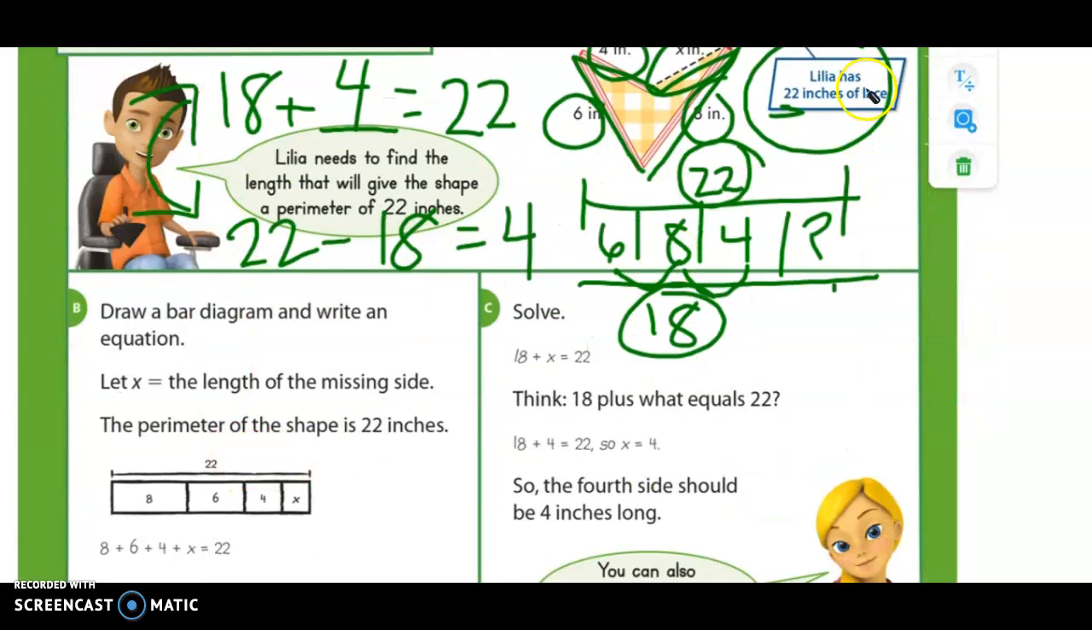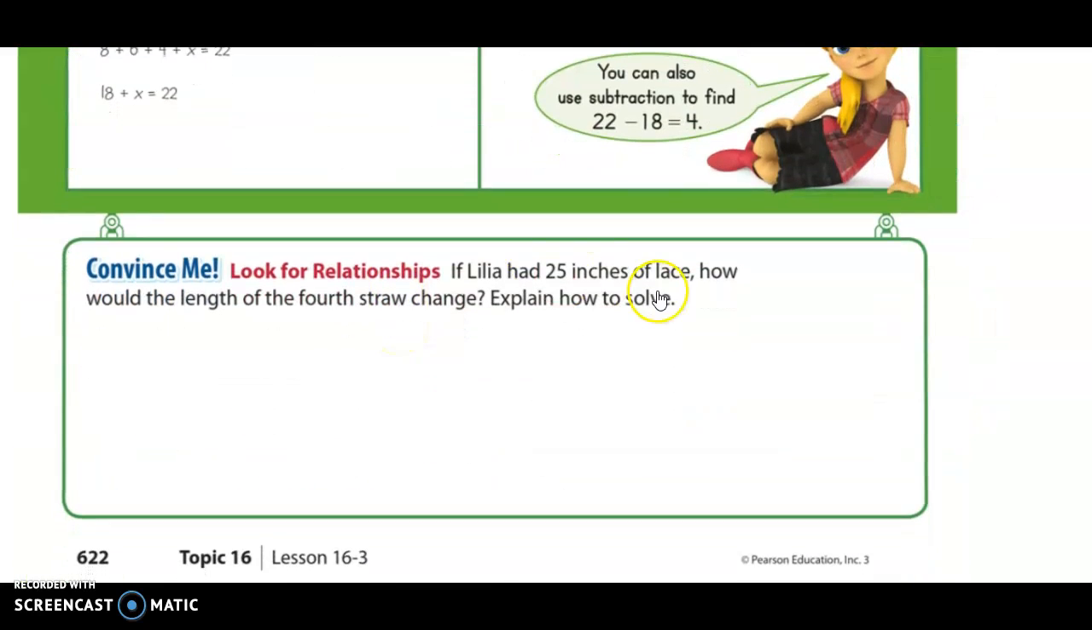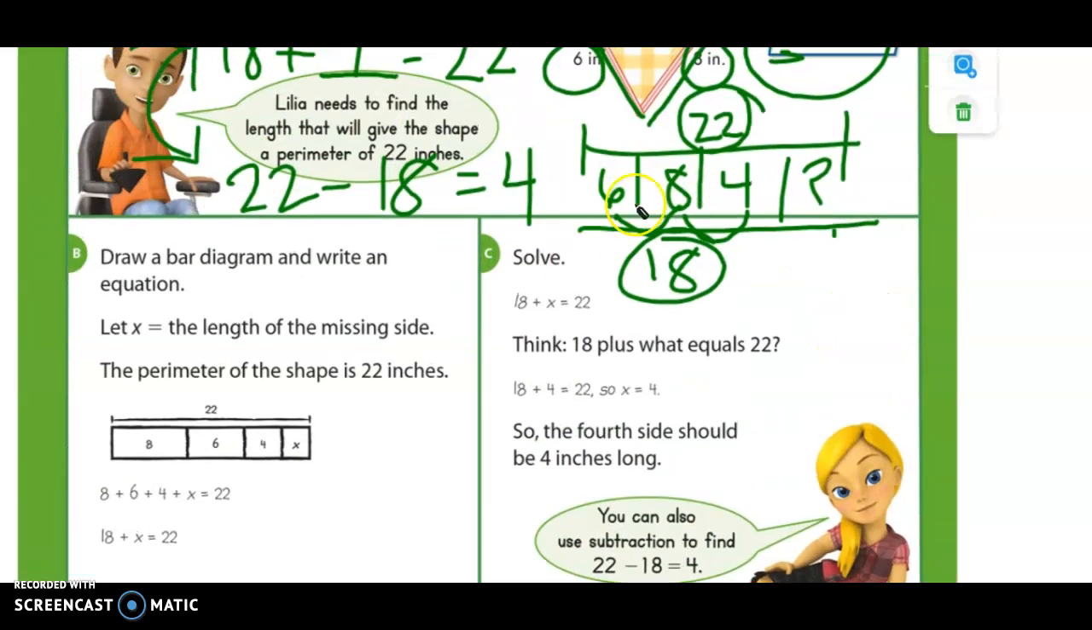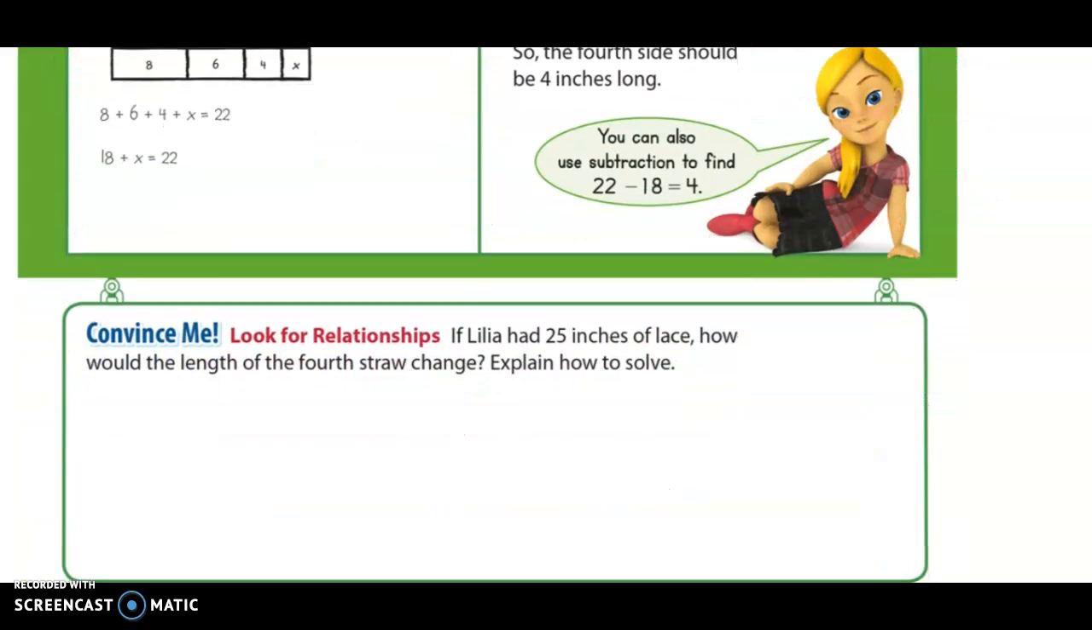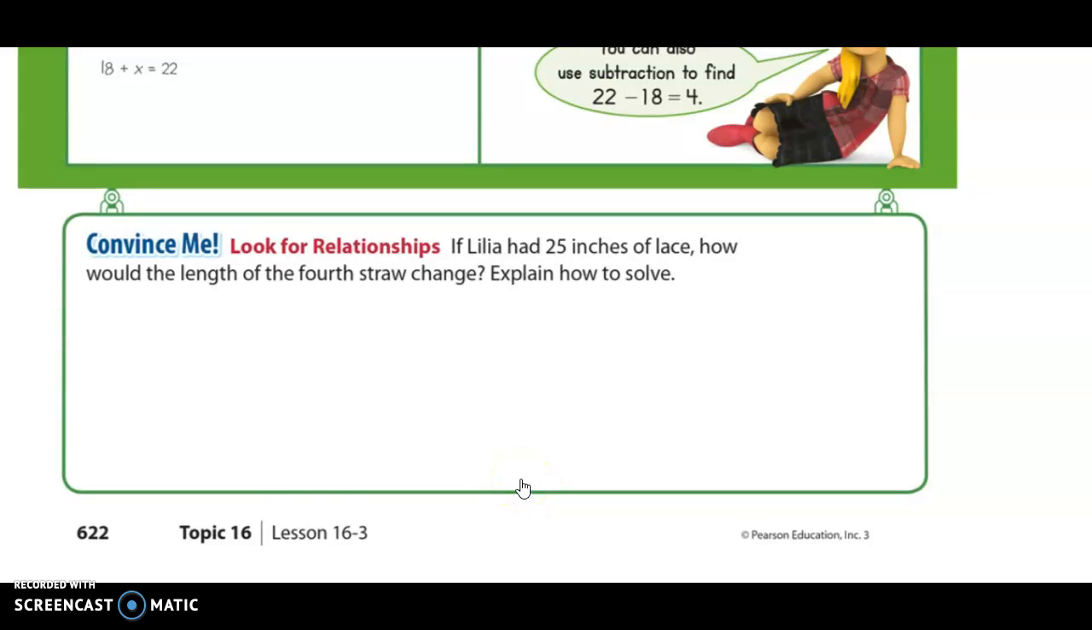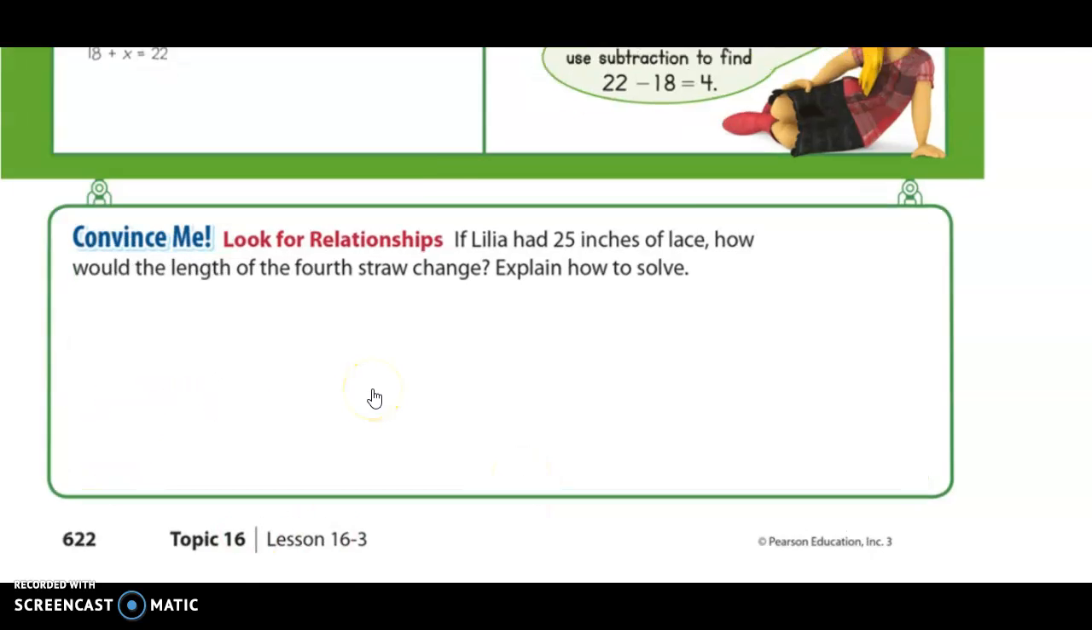Theirs is a little prettier than mine, but same thinking. Okay? Now, if Lilia had 25 inches of lace to use instead of 22, how would the length of the 4th straw change? Explain how you would solve it.